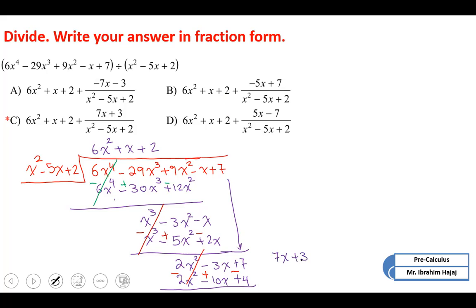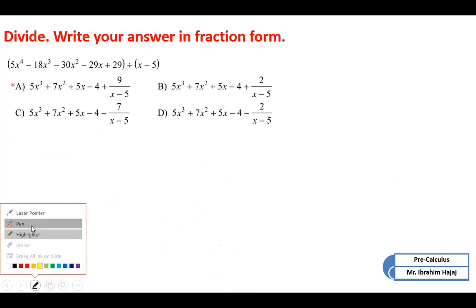Since the degree of the remainder is 1 and the degree of the divisor is 2, we have to stop here and pick the correct choice. How to write your answer? Your quotient is 6x squared plus x plus 2, and then plus the remainder, which is 7x plus 3, over the divisor, x squared minus 5x plus 2. This is the first question, and the correct answer is letter C. Okay. Next question.